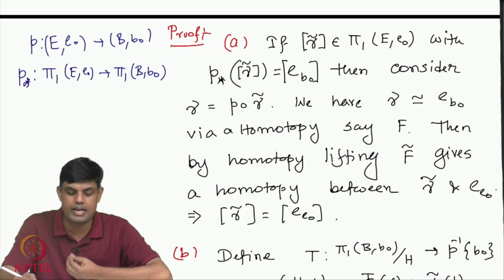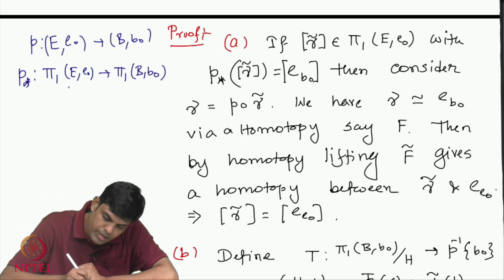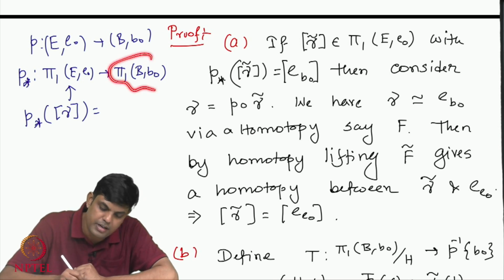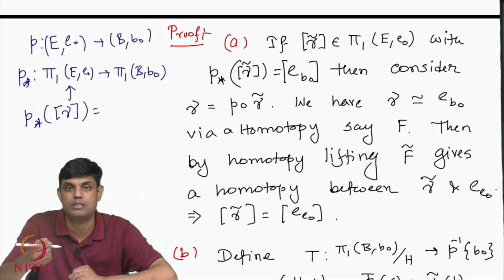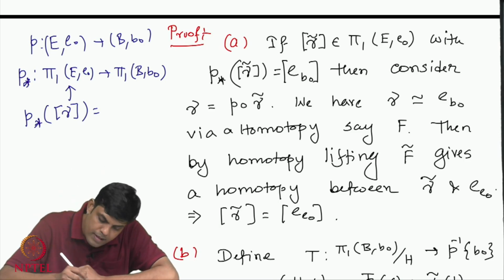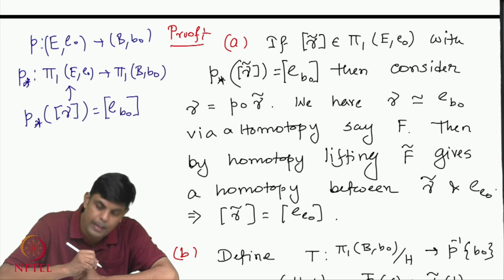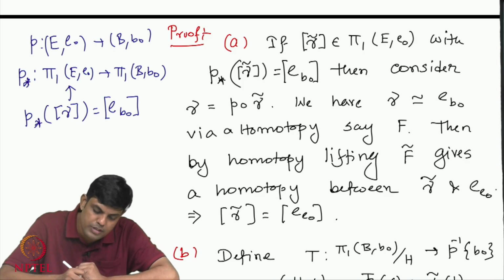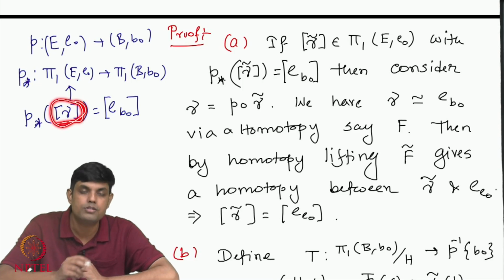So to show that, what I have to show is, if I take any element from here and look at its image under this homomorphism, then if it is trivial here, and remember the trivial element in the fundamental group is just the constant loop. Okay. So in particular, if it is the constant loop at B0, then I want to prove that P star is injective, I have to prove that this gamma, the homotopy class of gamma, is also trivial.